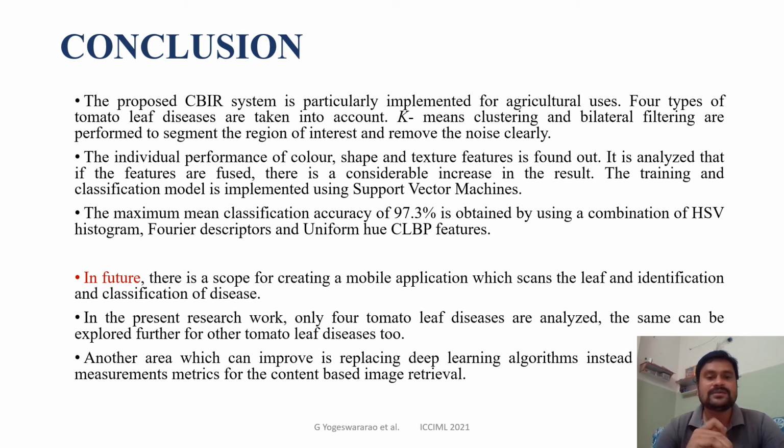And in this work we used a machine learning technique. In future we can implement a deep learning algorithm instead of machine learning. In machine learning we manually select and give the features like color, shape, texture and so on. But in deep learning it's an automatic learning process to get better results. By replacing it with deep learning models we can get better results.